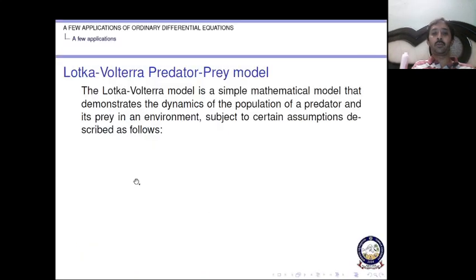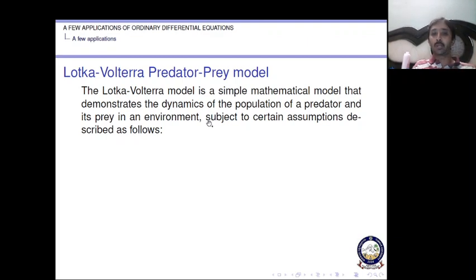The other application is actually a very famous model which is studied in population dynamics. It is known as the Lotka Volterra predator-prey model. So the Lotka Volterra model is a simple mathematical model that demonstrates the dynamics of the population of a predator and its prey in an environment subject to certain assumptions described as follows.